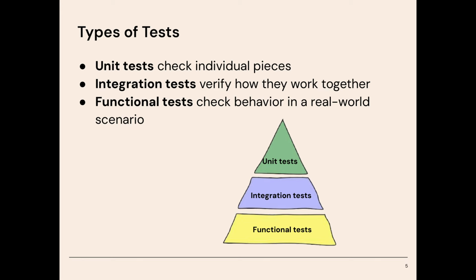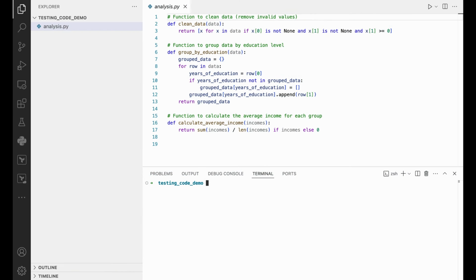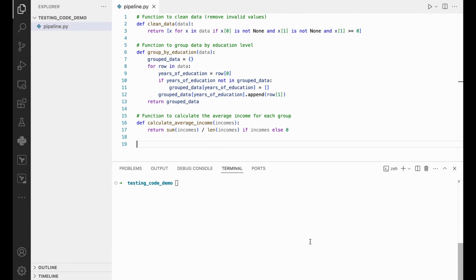Let's walk through an example to show how testing can help you catch errors early and ensure that your code behaves as you expect it to. In Python, pytest and unittest are the two most widely used testing libraries. Now, let's imagine you're an economist. You have survey data containing years of education, so how many years of schooling each person has completed, and income, so each person's annual income in US dollars. What you're trying to do is clean the data, group it by the number of years of education, and then calculate the average income for each education level.